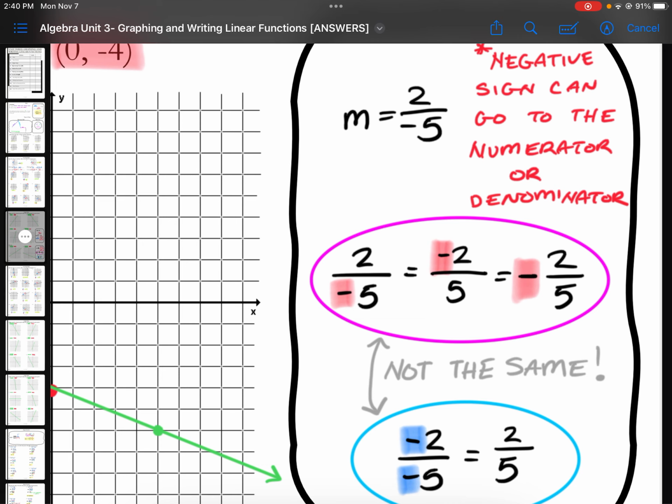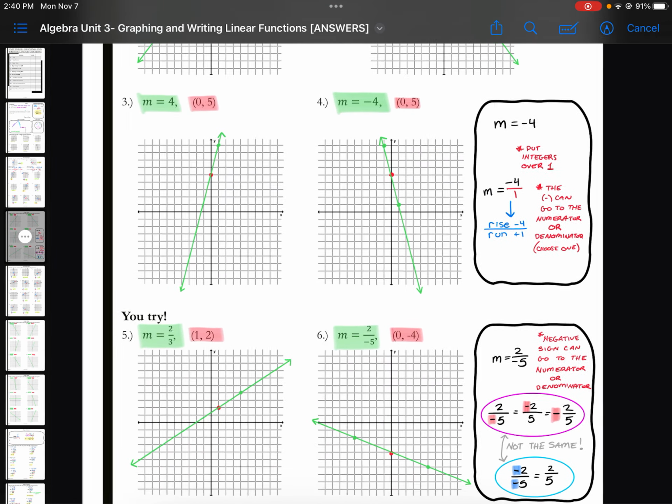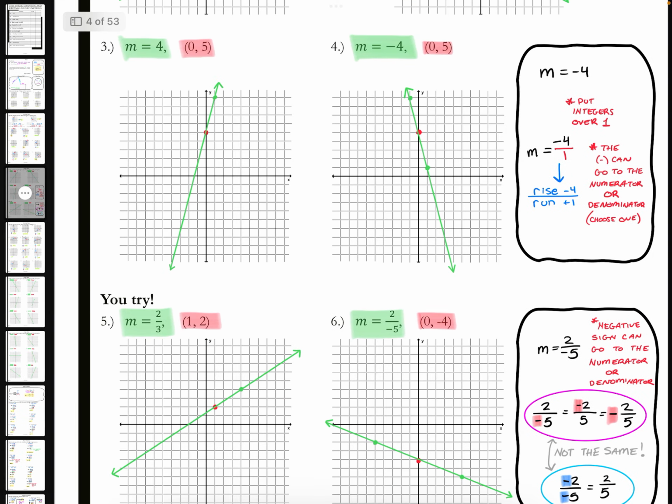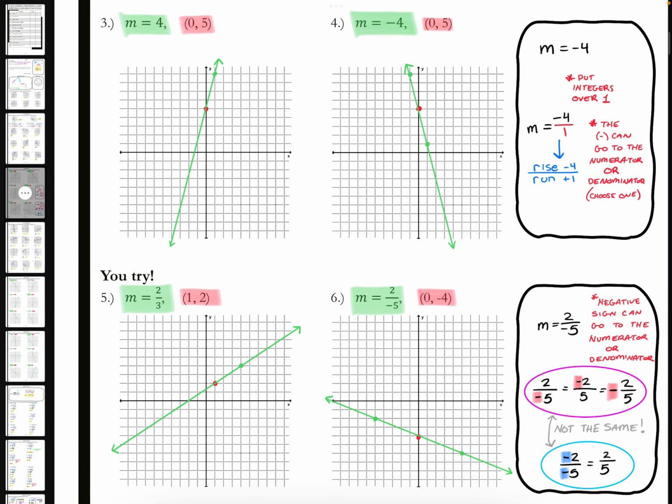You're going to try the problems on this page. I'm going to zoom out so you could check your answers on this page. We, again, will go over this. If you'd like more practice, you should be working on finishing the lesson on page 5, 6, and 7.